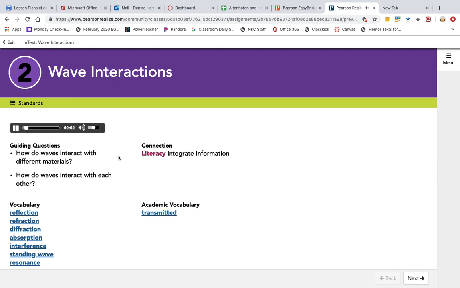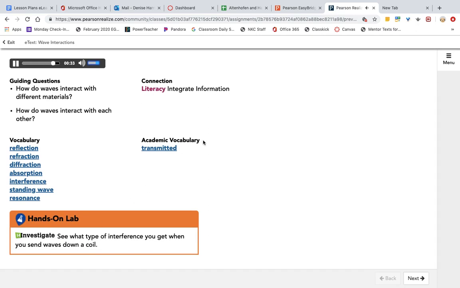Wave interactions. Guiding questions. How do waves interact with different materials? How do waves interact with each other? Connection. Literacy. Integrate information. Vocabulary. Reflection. Refraction. Diffraction. Absorption. Interference. Standing wave. Resonance. Academic vocabulary. Transmitted. Hands-on lab. You investigate. See what type of interference you get when you send waves down a coil.